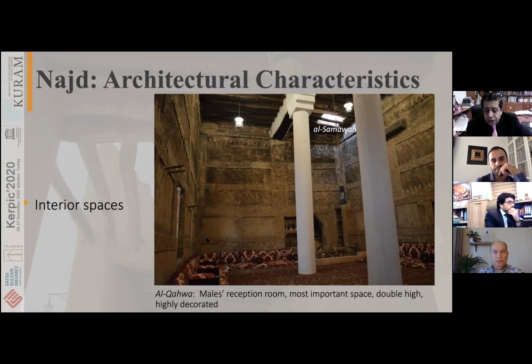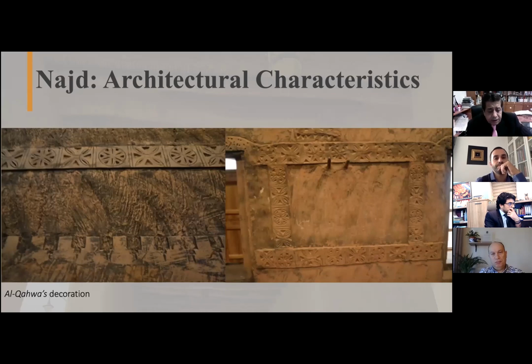This room is like 7 meters high, and in the lower 2 meters, the temperature is very cool because the hot air goes through this opening in the top, and this maintains the coolness of the space in the lower level. As I said, it's highly decorated with gypsum that has different patterns that symbolize what the community sees from the desert.